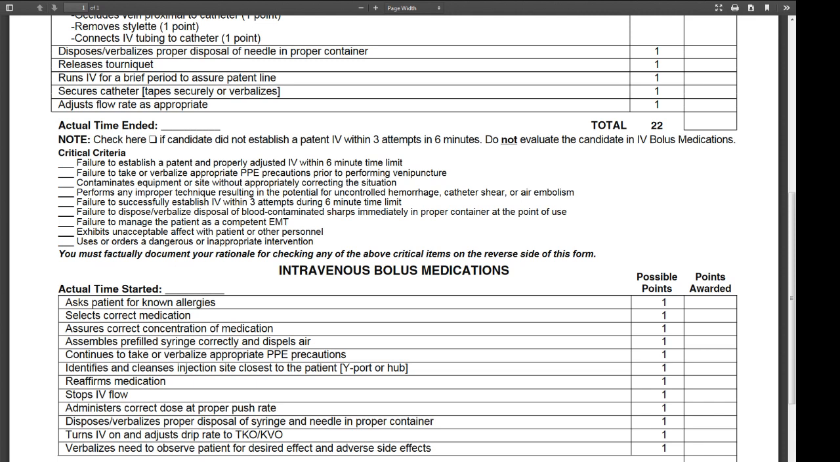Failure to manage the patient as a competent EMT. Exhibits unacceptable effect with patient or other personnel. Uses or orders a dangerous or inappropriate intervention.